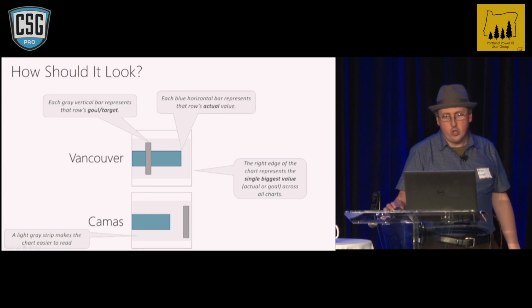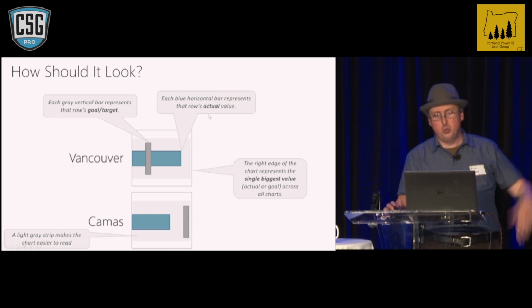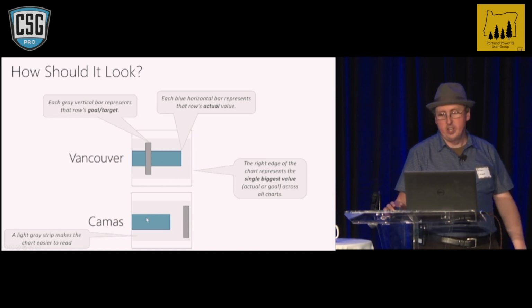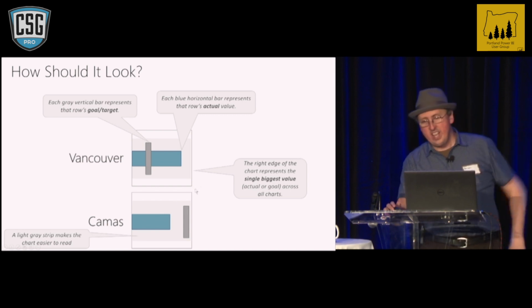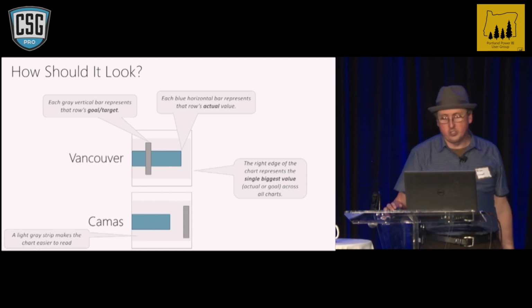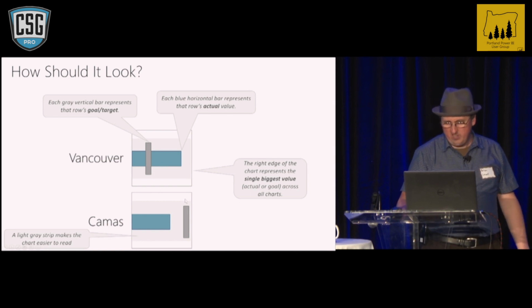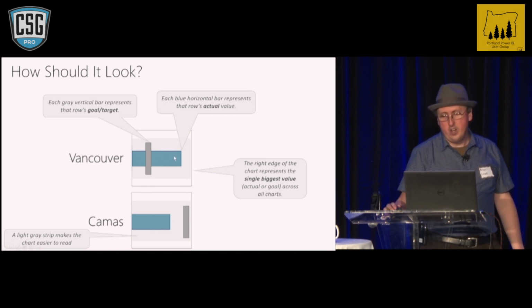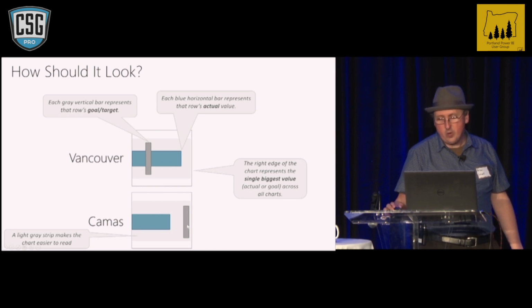Each gray vertical bar represents that row's goal or target. So for Vancouver, here's what we were supposed to hit. For Camas, here's what we were supposed to hit. Each blue horizontal bar represents the row's actual value. Here's how much we did. Here's how much we did. And what's important is the right edge of the chart represents the single biggest value across all the charts, right? So for all these charts right here, I could say that this bar is a little bit bigger than this one because this value right here corresponds to the right edge of the chart.